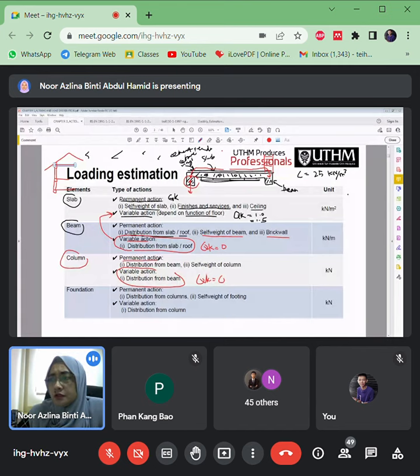How about its GK for the columns? If you look here, below the beams that support all the structure is a column. So the columns will support the load from the beams. The beams will transfer their load to the column. So the column will consider the load from the beam and also its self weight. And also for the foundation here, below it is the foundations.